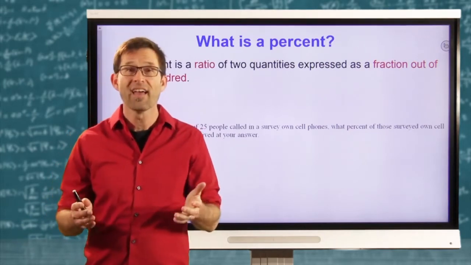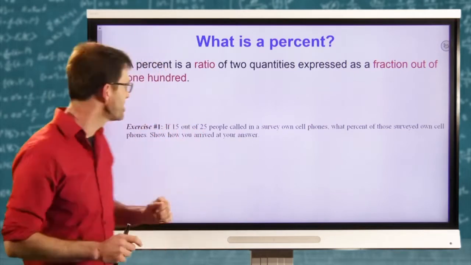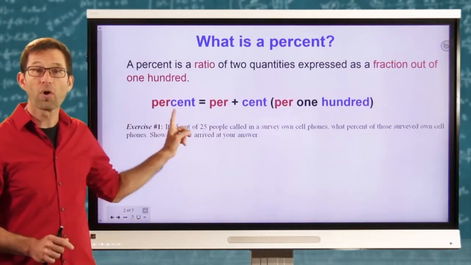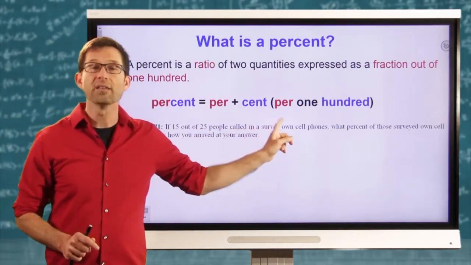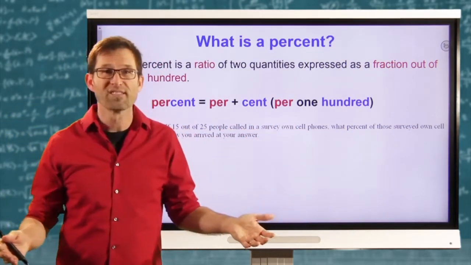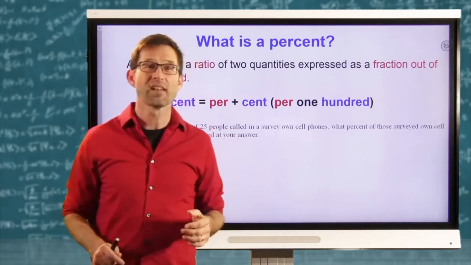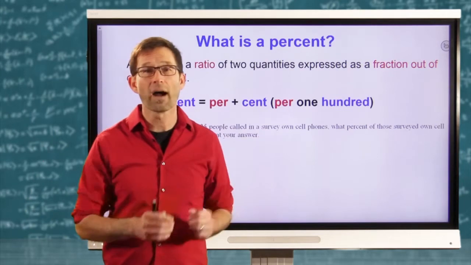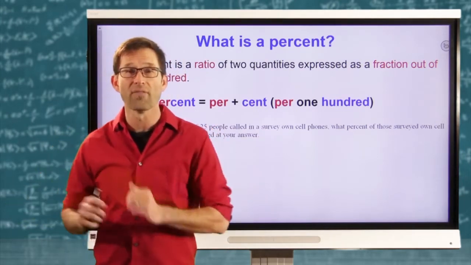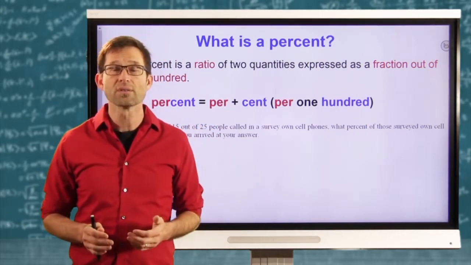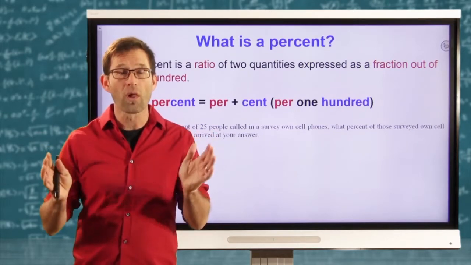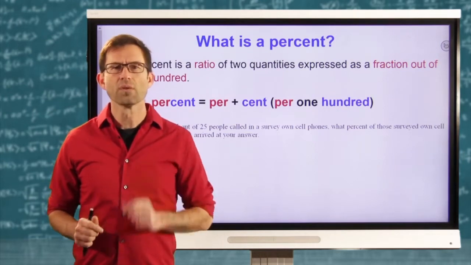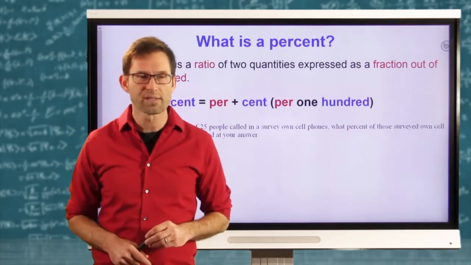All right, and in fact, that's actually in the name percent itself. If you take a look at the word percent, per plus cent is per 100, right? So when I talk about 79%, I'm talking about 79 out of 100. When I talk about 25%, I'm talking about 25 out of 100. The real question is, when you don't have a total of 100, then how do you figure out what the percent is? So let's take a look at that in our first exercise.